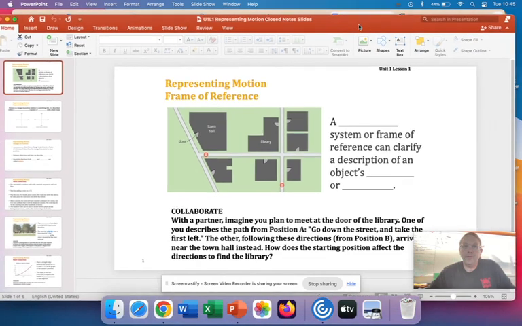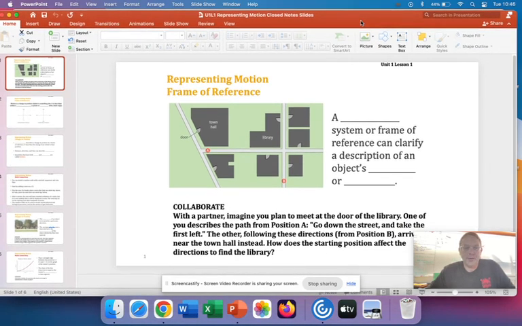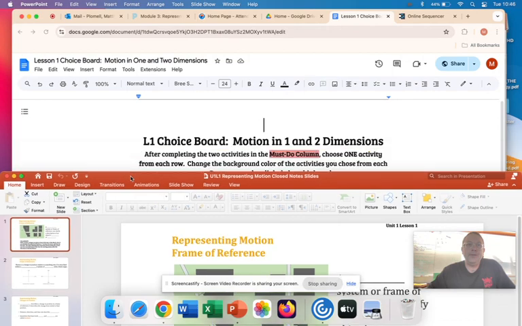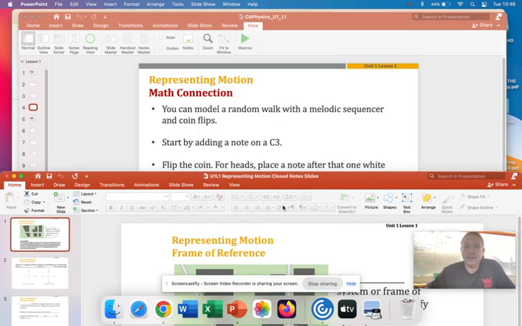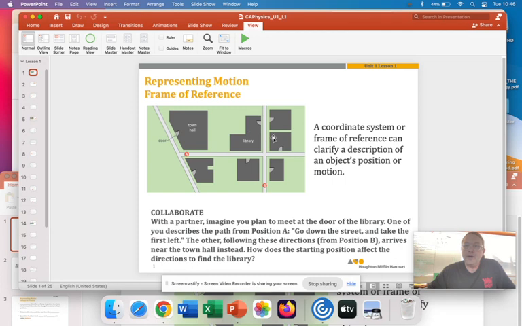Good morning. So, in physics, we deal a lot with motion and trying to describe and analyze the motion of objects. So, we're going to come to agreements for how to represent motion in one dimension in this first exploration. And the way we're going to do that is by using a frame of reference. A frame of reference is a coordinate system that can clarify a description of an object's position or motion.